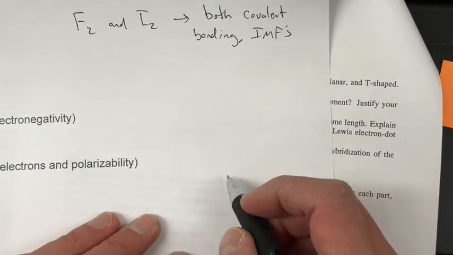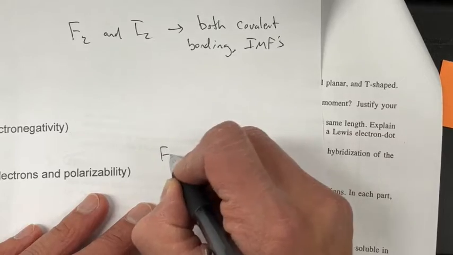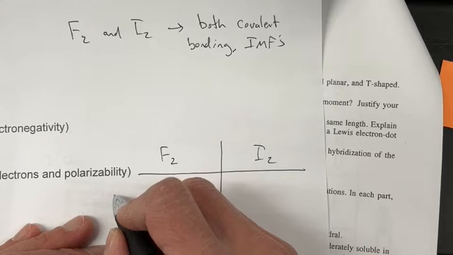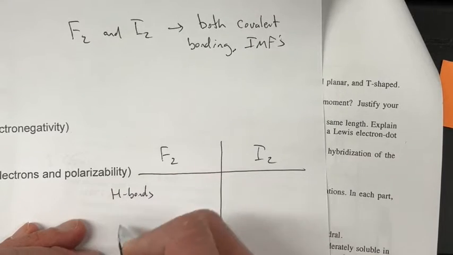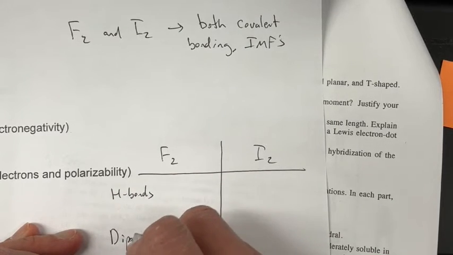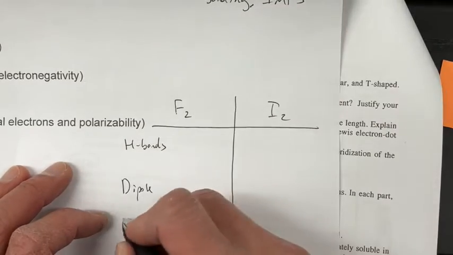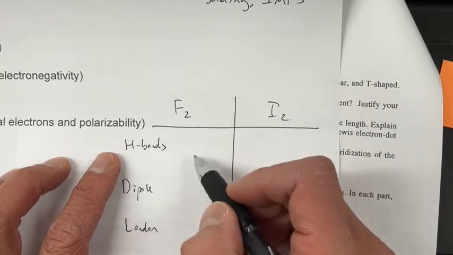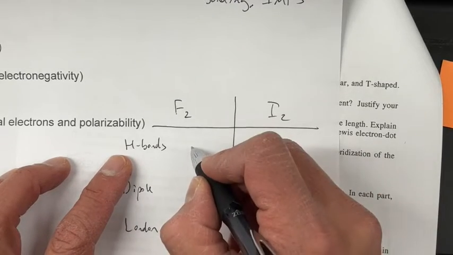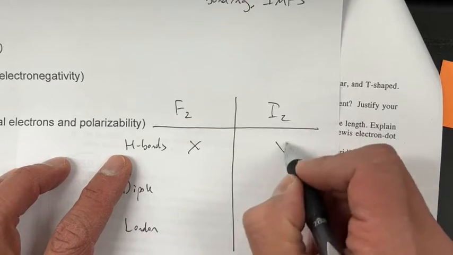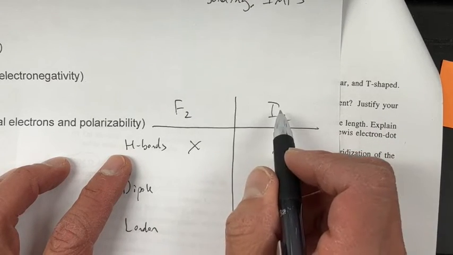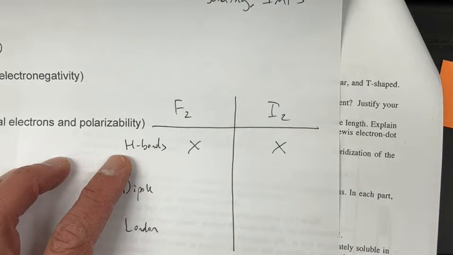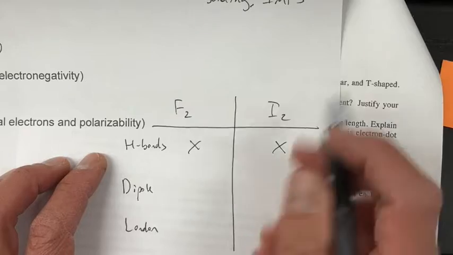Okay, so let's make a table. I'm going to make F2, I2, and I'm going to write down H bonds, dipole, and London. Let's just go through them. Does F2 have H bonding? No. There's no hydrogen there. You cannot have H bonds if you don't have hydrogen. So neither of them has H bonds.